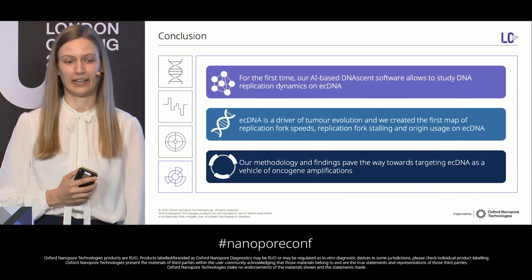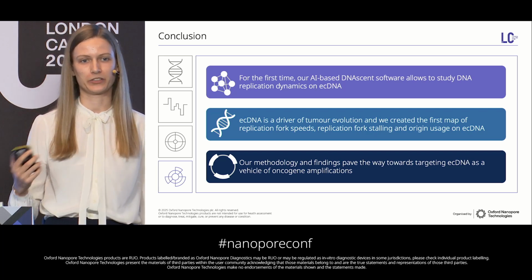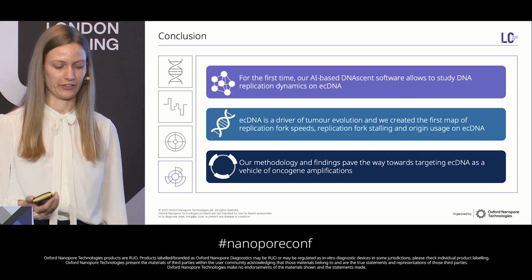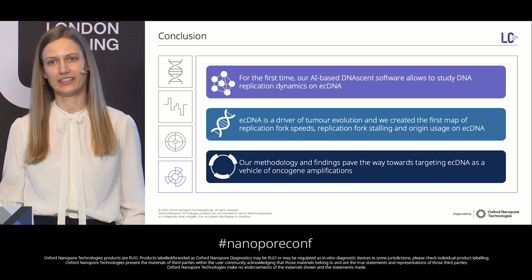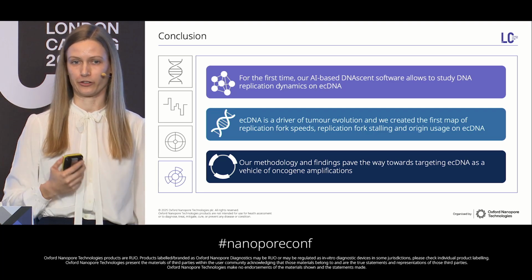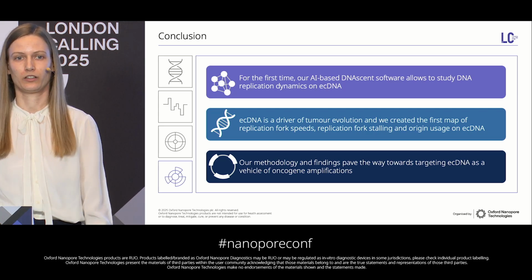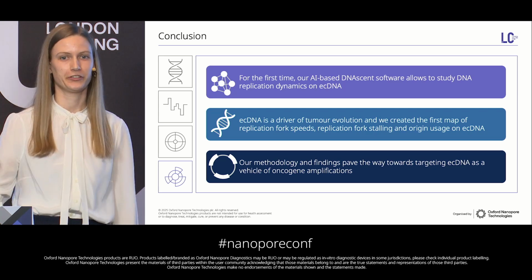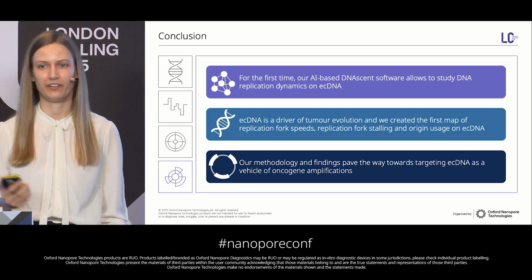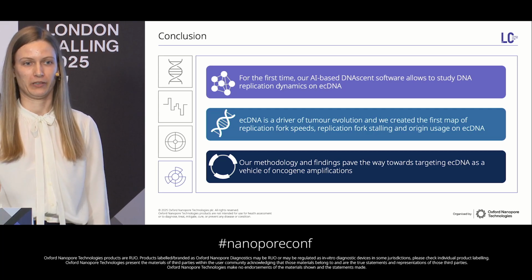So with that, I'd like to wrap it up and say that with our AI-based software DNAscent, we were able to study for the first time DNA replication dynamics on ecDNA at very high resolution and throughput. And as ecDNA is a driver of tumor evolution and tumor heterogeneity, it's really useful to have these maps of ecDNA replication dynamics, including fork speed, stalling, and origin usage. I didn't show the origin usage today. And we really hope that our methodology paves the way towards targeting ecDNA as the vehicle of oncogene amplifications in cancer.